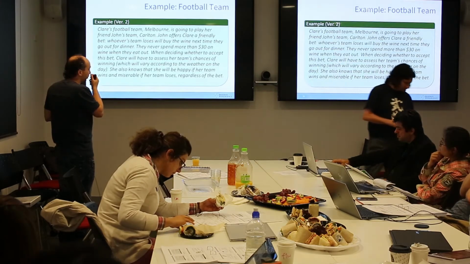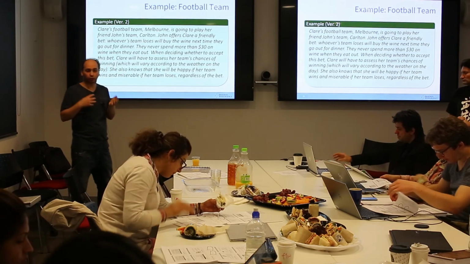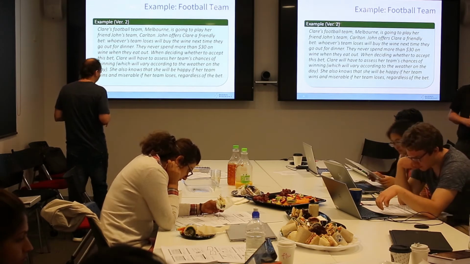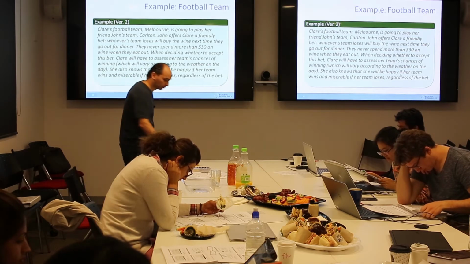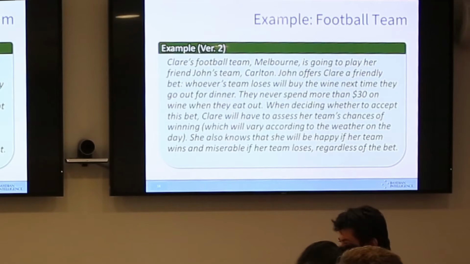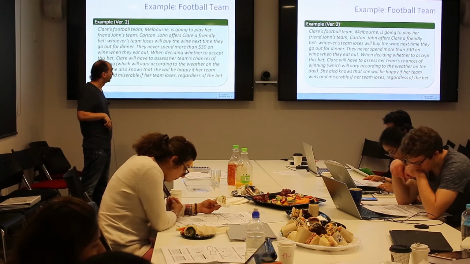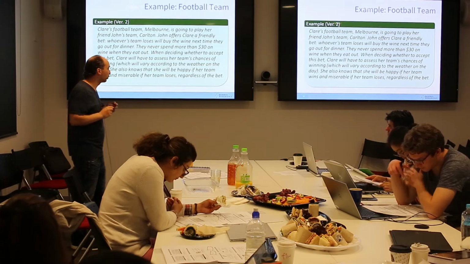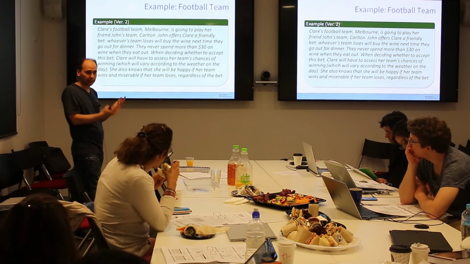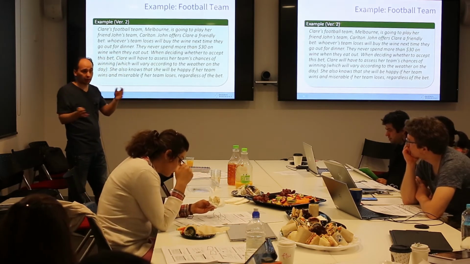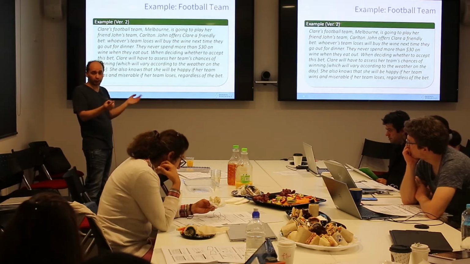So we have an example here. I'll let you read through it. So this is an example decision problem, and then I'll show you how we can put that together. Okay, so we've got this idea that we have Claire who's trying to make a decision about whether or not to accept a bet based on the outcome of a game, and whether John is going to, or herself, is going to buy the bottle of wine.